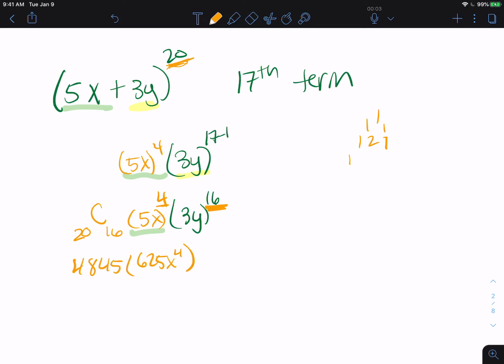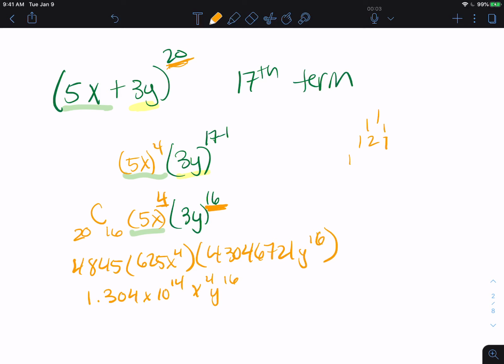If we raise 5 to the fourth power, that is 625 x to the fourth. And if we raise 3 to the 16th power, that's going to be 43046721 y to the 16th. And then we would have to multiply these numbers together. So the really long number times 625 times 4,845. Which gives us a really long number. It's 1.304 times 10 to the 14th, x to the 4th, y to the 16th.